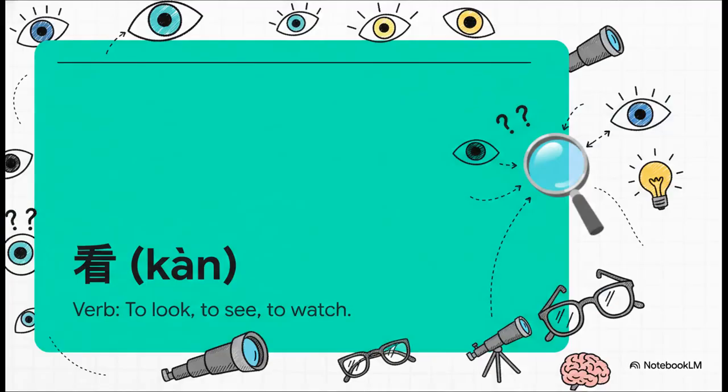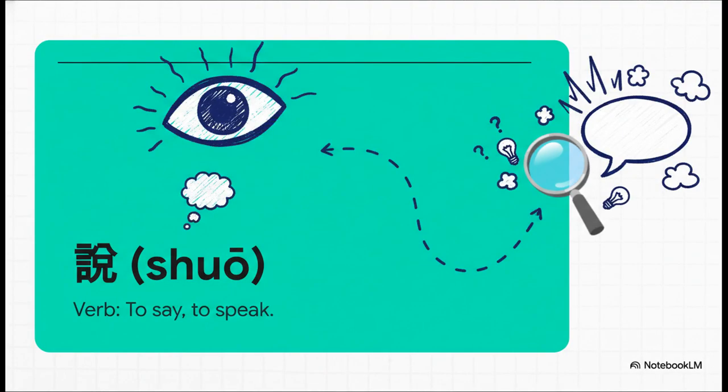Of course, people have to do stuff in a story. This character is Kan. It means to look, to see, to watch. You get the idea. This is our main action. The people in our story, they're looking at things. And, well, after they look at something, they talk about it. This one is shuo, and it means to say or to speak. So now we've got looking and we've got talking. The plot is about to thicken.